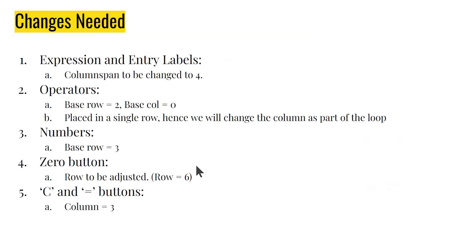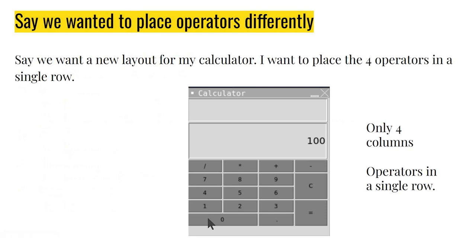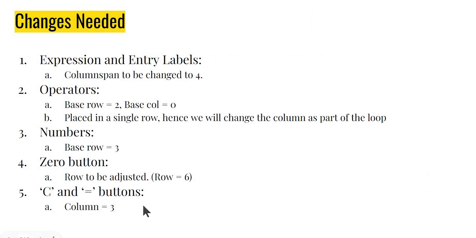For the 0 button, I just have to adjust the row because now it's going to be on row number 6. And likewise for the C and the equal to button, I have to adjust the column. It's now on column number 3. Now we'll see that these changes are quite easy to make, just that we have to be a little bit careful.